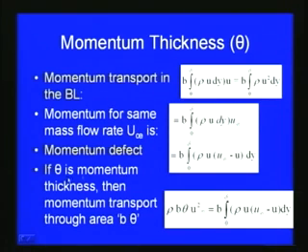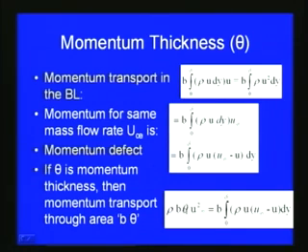So if theta is the momentum thickness, then momentum transport through area b into theta can be written as rho b theta u infinity square. So that we can equate with respect to this momentum defect derived here, that is equal to b into integral 0 to delta rho u infinity minus u dy. So from this we can get an expression which we have already seen in the last slide.